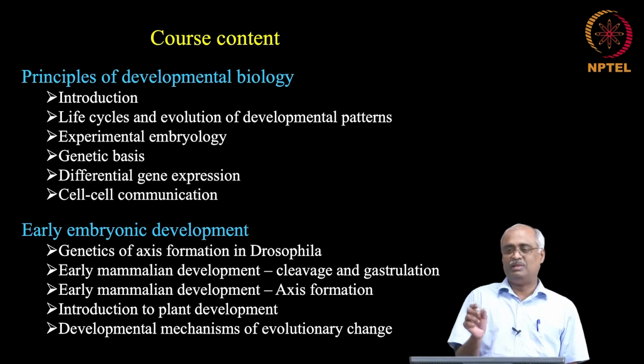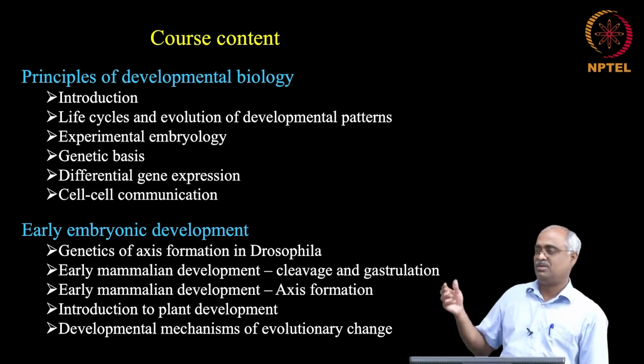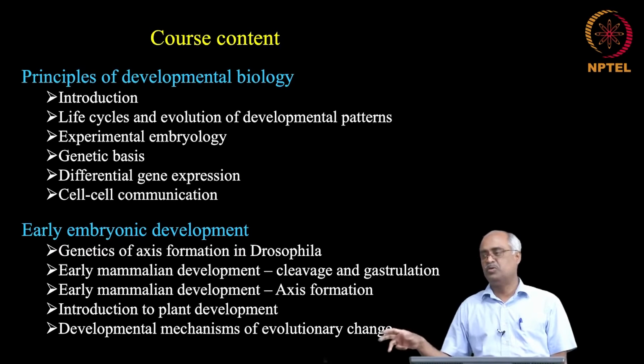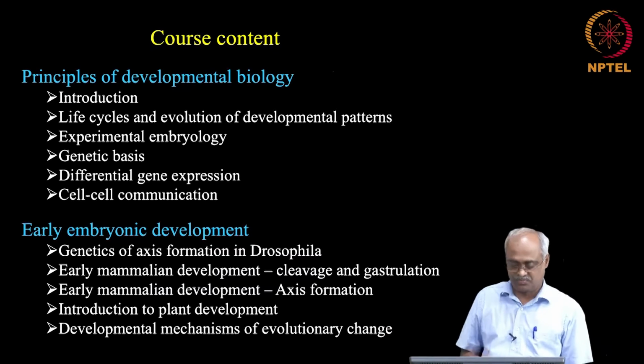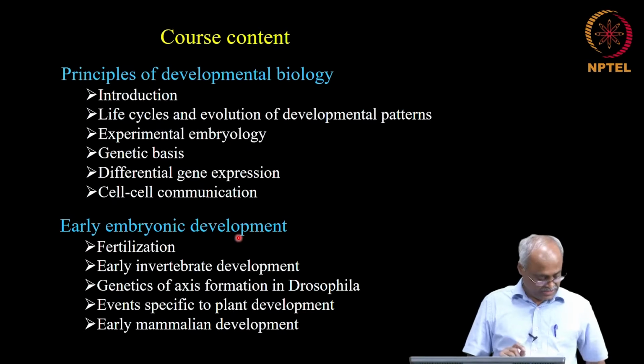What we will really not cover are the developments of individual organs of a multicellular organism. We will probably do one or two examples, but we are not going to talk about, for example, in mammals how the heart develops, how the brain develops, how the liver develops. We are not going to get into those details, that is not possible in an introductory course. Okay, so, this is the course content.